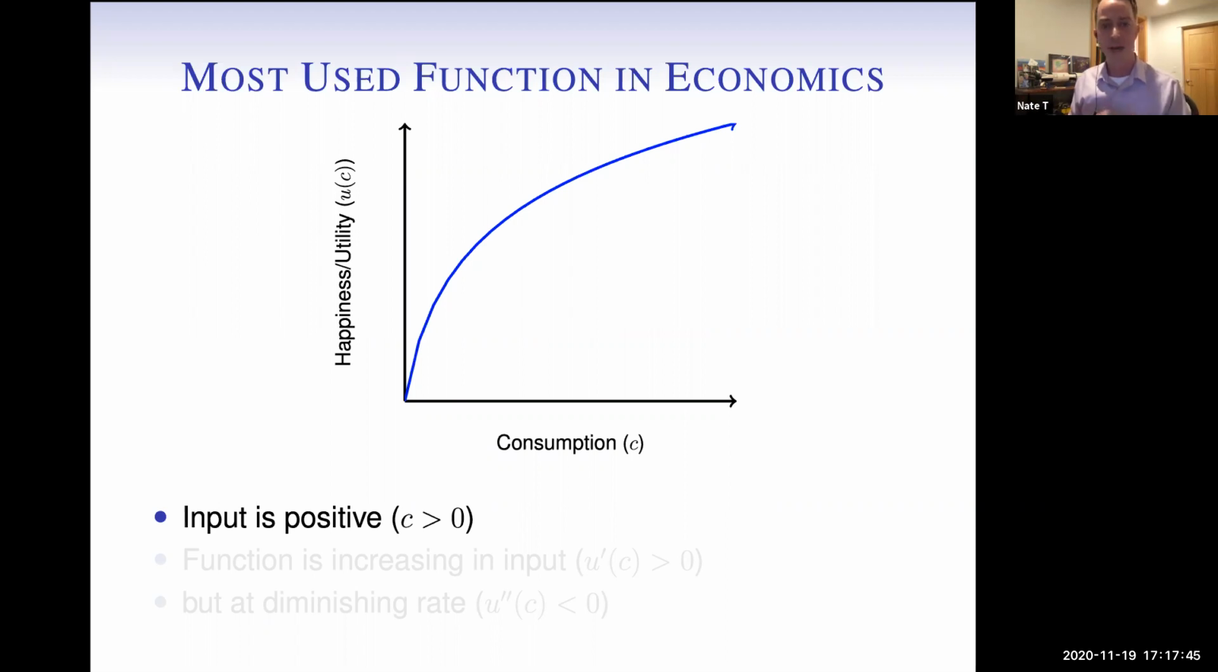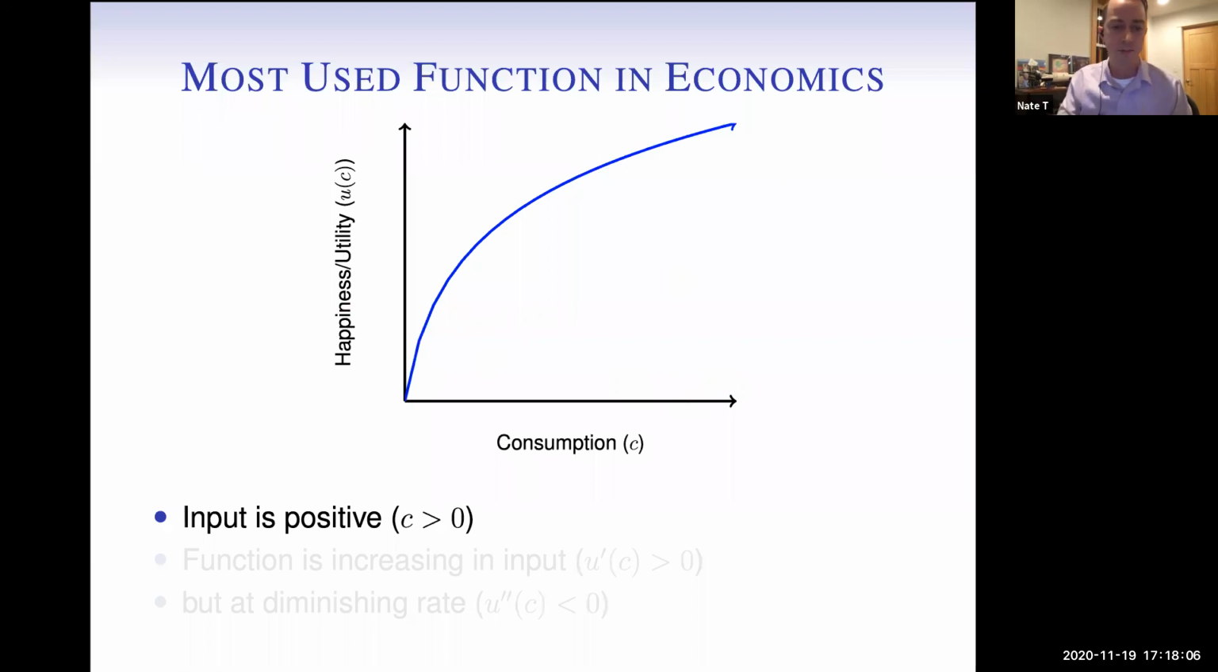The inputs are positive because we're going to talk about consumption of goods or capital, machines and buildings. We don't have negative goods and we don't have negative capital, so we're always operating on the positive support here. Our input is a positive thing, possibly zero, but usually positive.